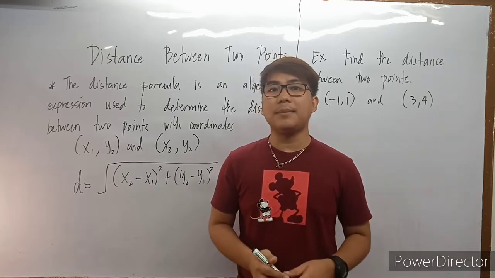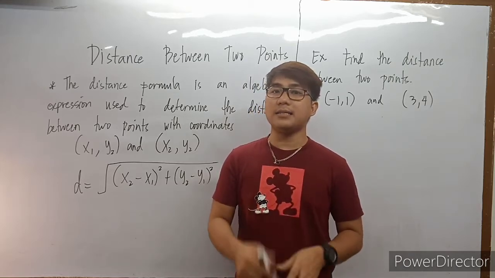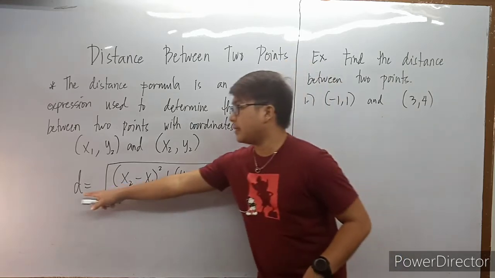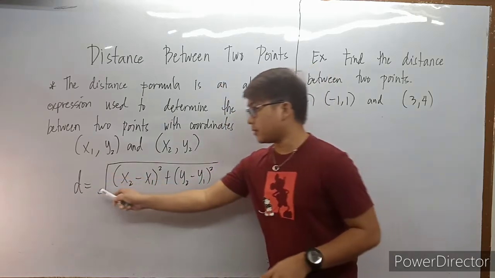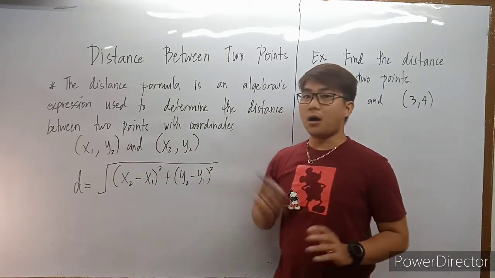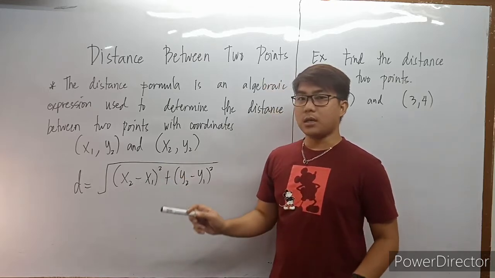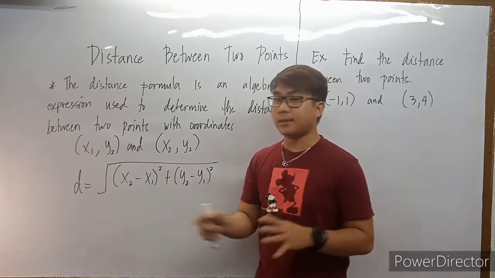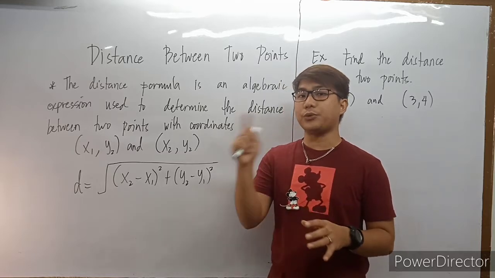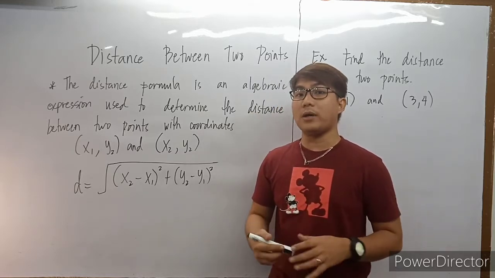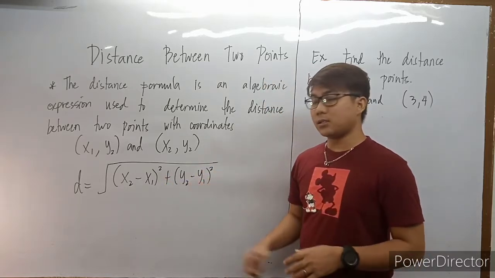So, ano yung formula ang gagamitin natin to find the distance between 2 points? Okay, so the formula to find the distance between 2 points is d. So, yung d, ibig sabihin distance. So, distance is equal to the square root of the quantity of x sub 2 minus x sub 1 squared. So, ibig sabihin nun, kunin natin yung difference ng x sub 2 and x sub 1. After natin makuha yung difference, i-square natin or i-multiply natin sa sarili. Plus the quantity of y sub 2 minus y sub 1 squared.